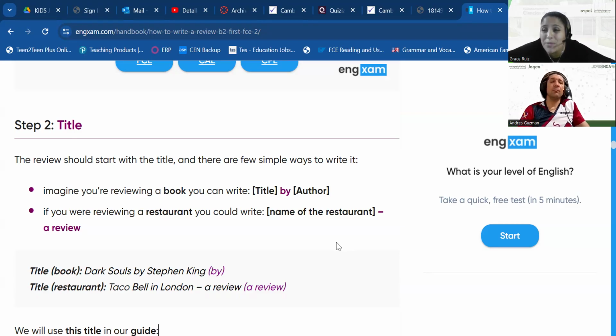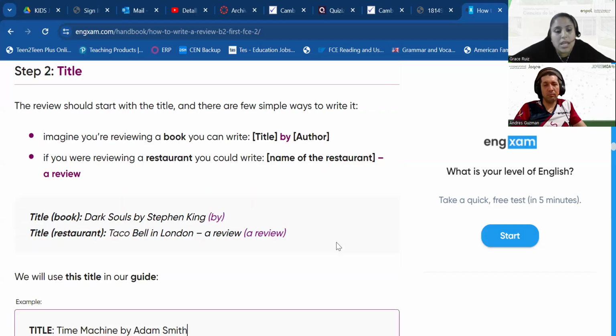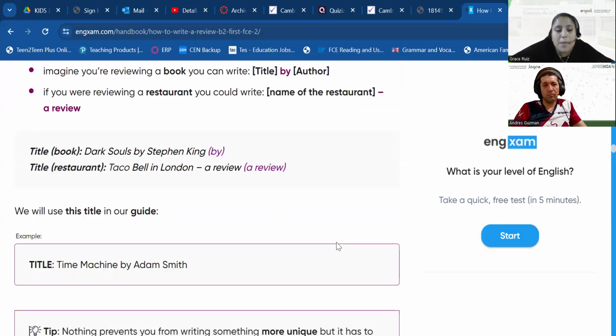Like I said earlier, I prefer you to be creative. Yeah, but it says, imagine if you're reviewing a book, you can write a title and the book. That's a way, a very generic way to do it. Yeah. If you were reviewing a restaurant, maybe you could write the name of the restaurant, Review. Very simple, okay? But again, you could just keep it more creative.